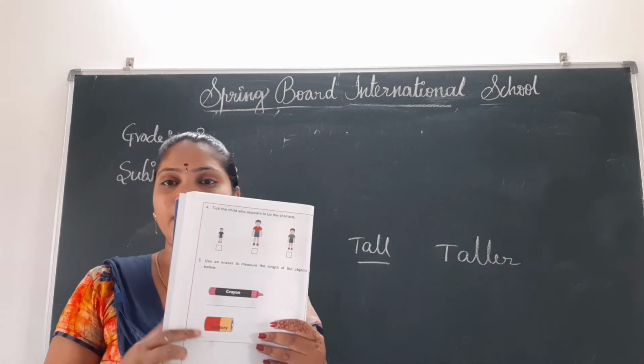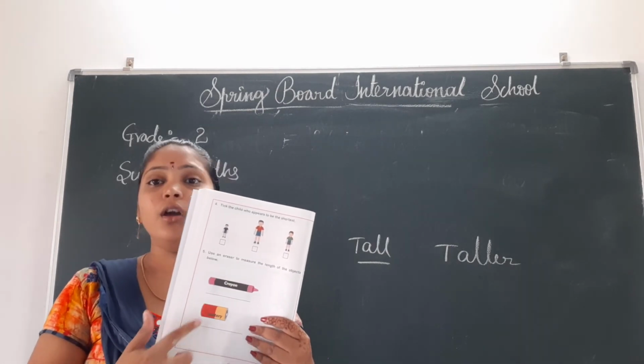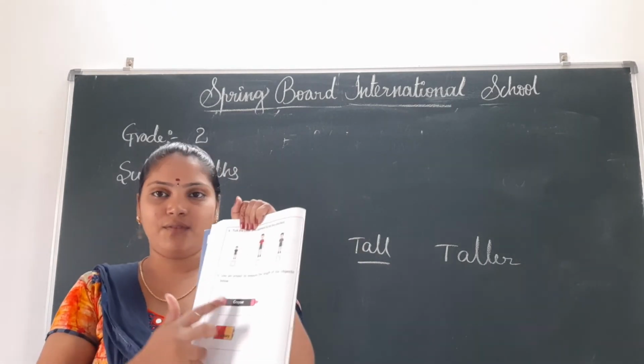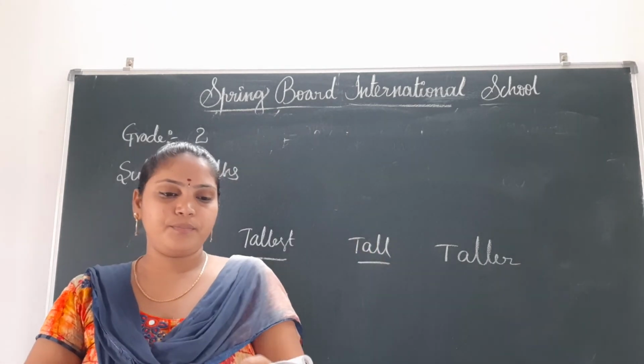Use an eraser to measure the length of the objects below. We already learned to measure the length of objects. Now here you have to use erasers to measure these two objects. Here a crayon and a battery are given.